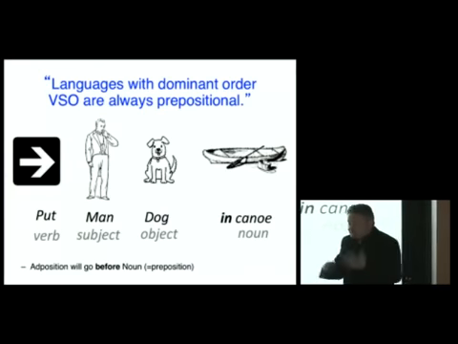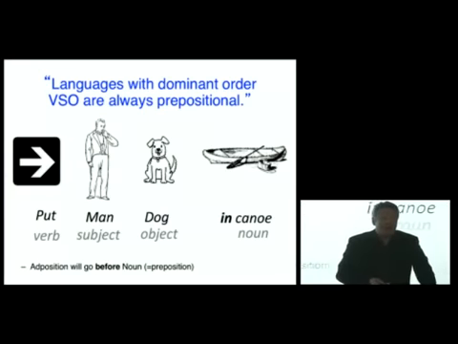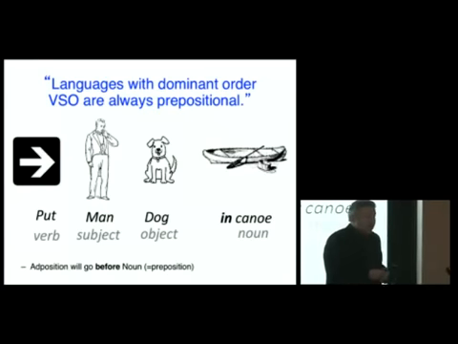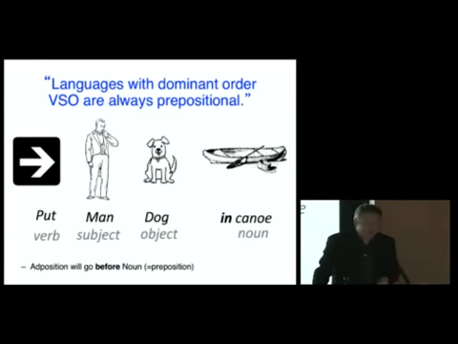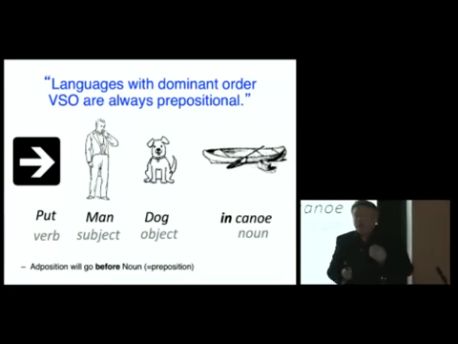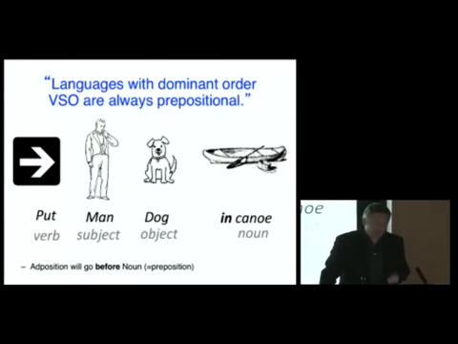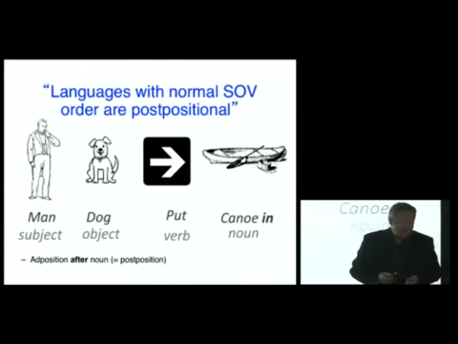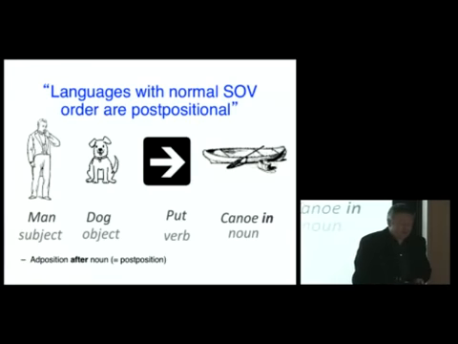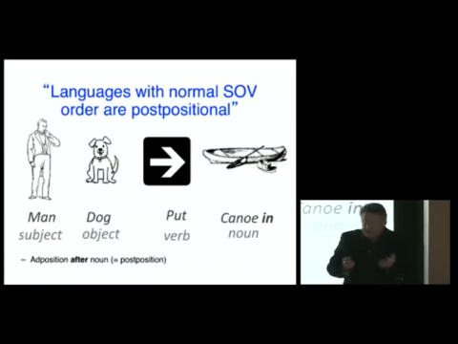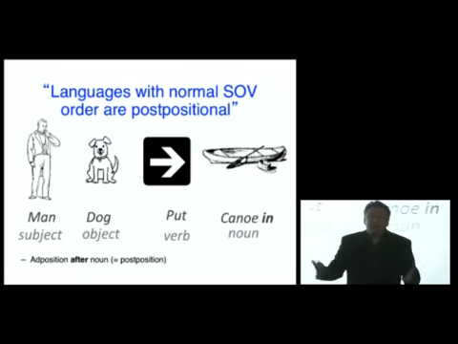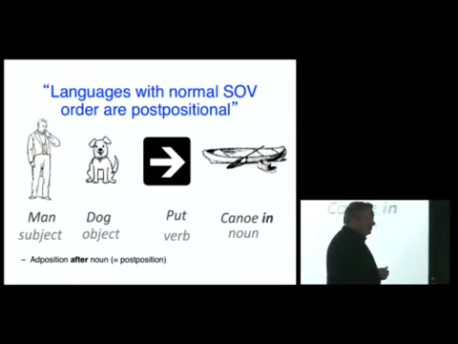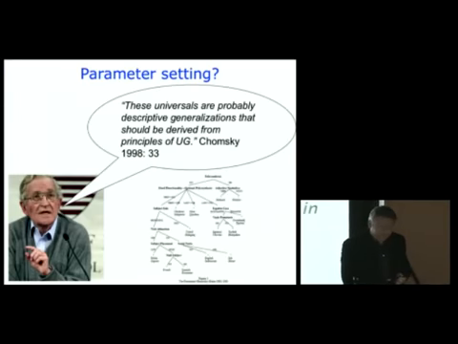So, there are some Greenberg generalizations about constraints on word order. Greenberg said that languages with a dominant VSO, verb, subject, object order, are always prepositional. So: put man, dog in canoe. Whereas languages with a normal SVO order are normally postpositional: man, dog, put, canoe in. And this Greenberg claimed was a strong statistical tendency in languages all around the world.